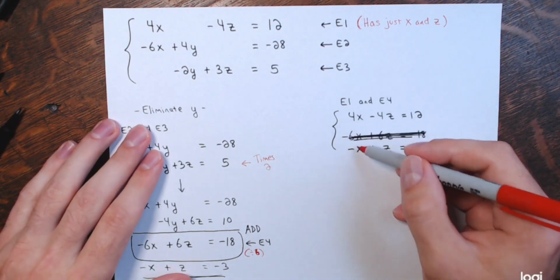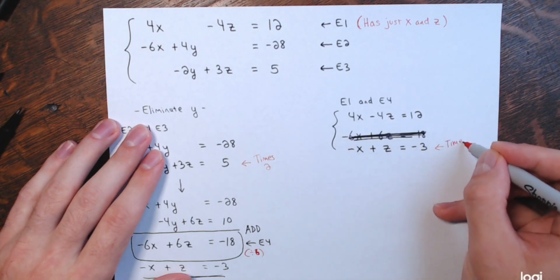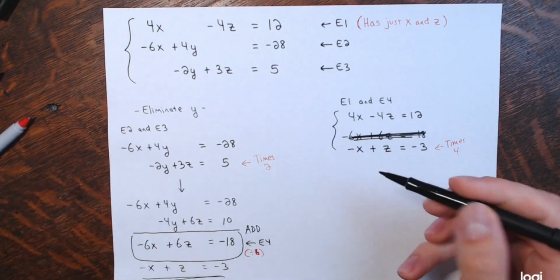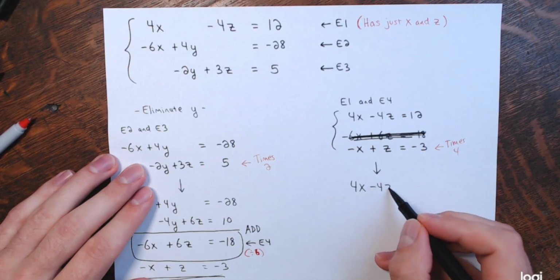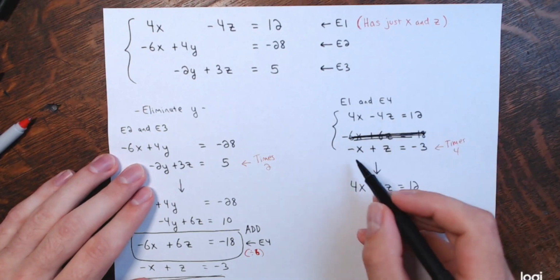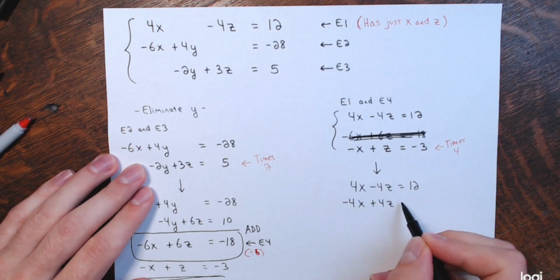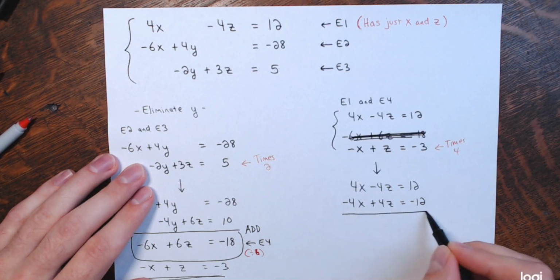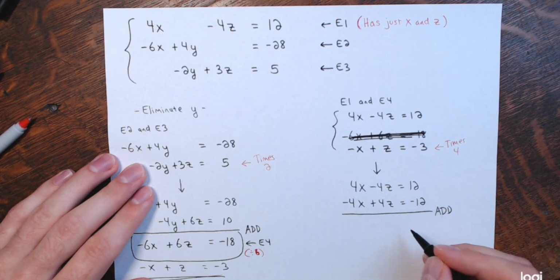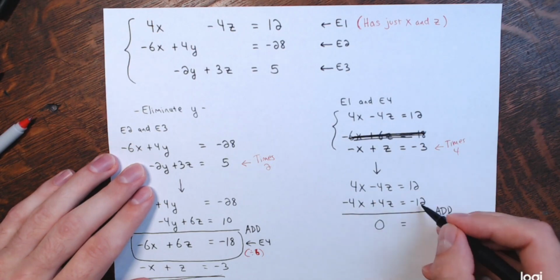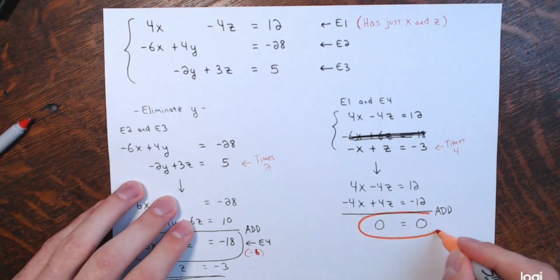So say I wanted to eliminate x. Multiply the second equation by 4, and that gives me the following setup. So we have 4x minus 4z equals 12 on top. Multiplying the second equation by 4 gives me negative 4x plus 4z equals negative 12 on the bottom. The coefficients of x are opposites, and so are z's. Right? So when I add these, you'll have 0 on the left, and 12 plus negative 12 is 0 on the right. And then this is just like the last example.